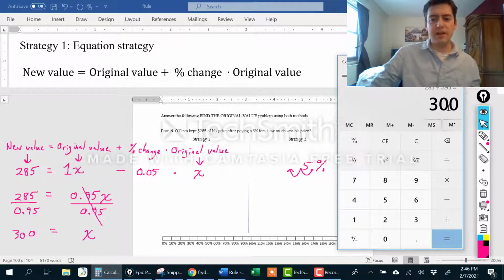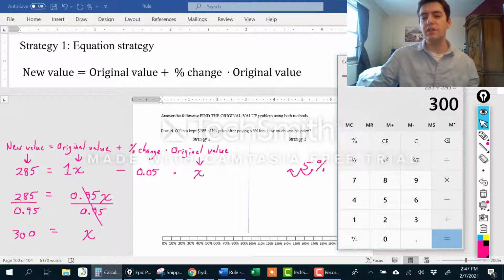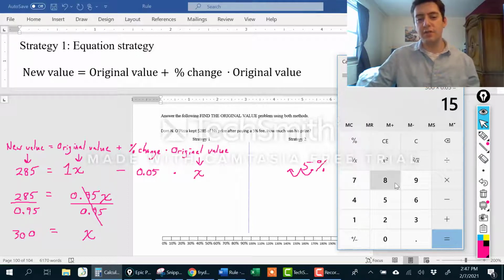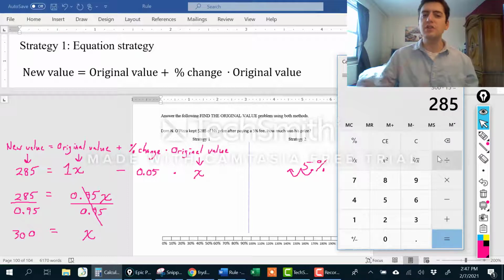If Dom had $300 originally that he won, what is 5% of 300? Well, to figure that out, let's multiply that by 0.05. 300 times 0.05 is 15. So the fee that he had to pay was $15. If we then subtract 15 from 300, then we will get 285. So it all makes sense.